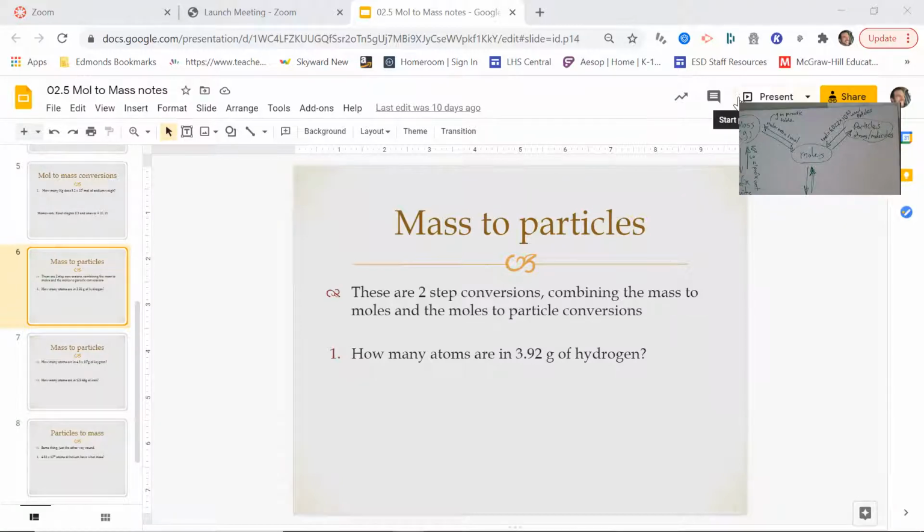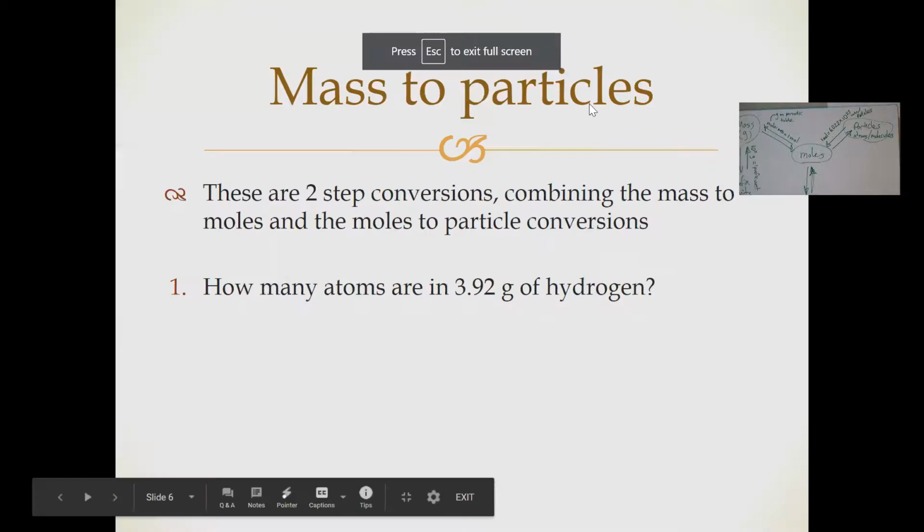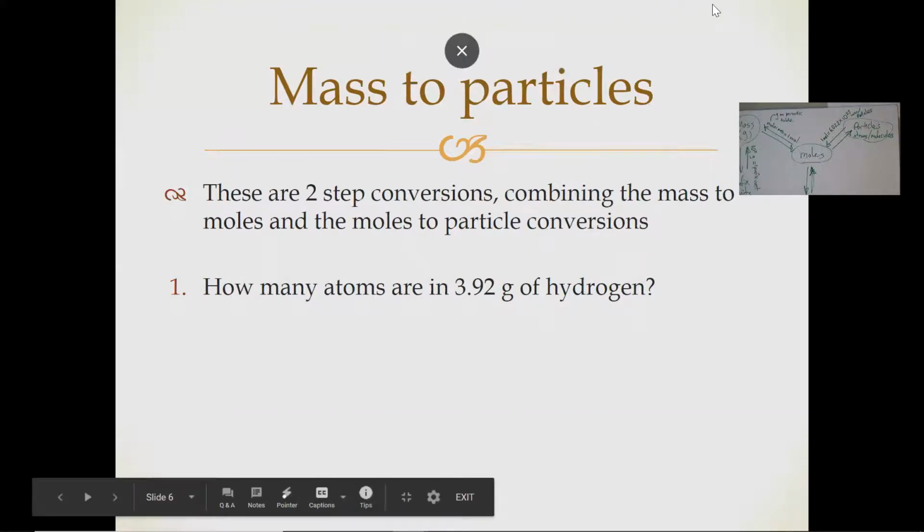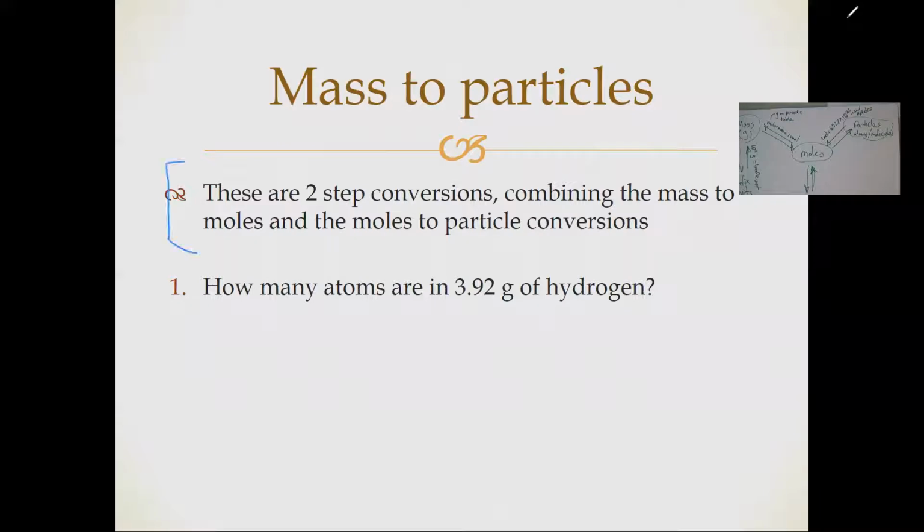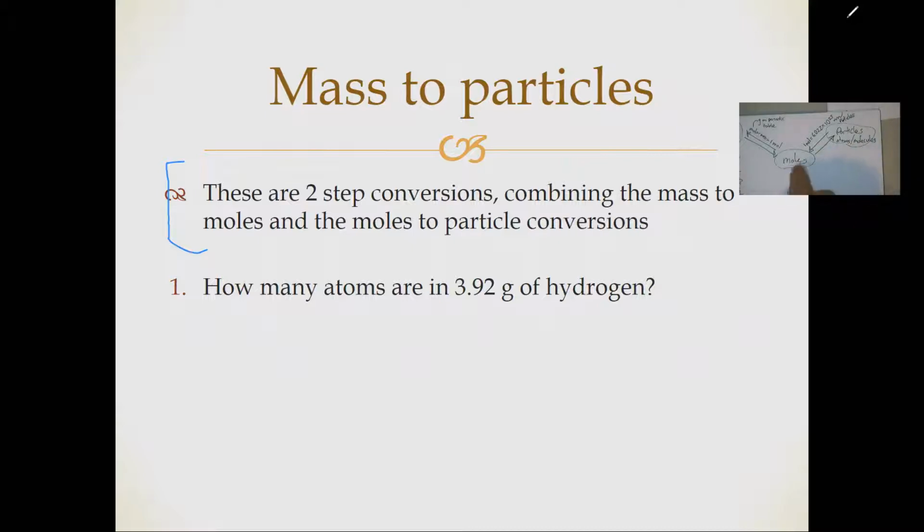So mass to particles, like you're going to see here, is a two-step conversion. You don't need to write these notes. It combines the things we see here: you combine the moles to particles with the moles to mass. So it's a two-step one. Now, whenever you see a problem like this, I often go to the map. The map is going to be a go-to thing.